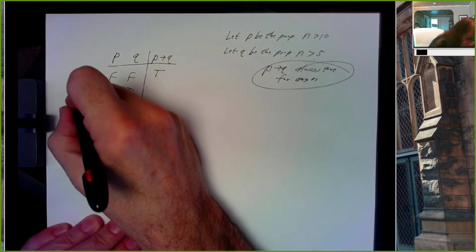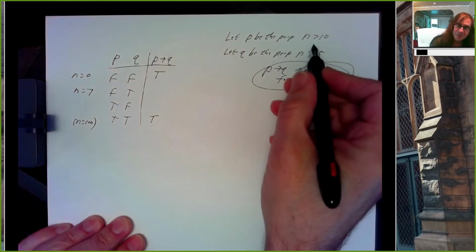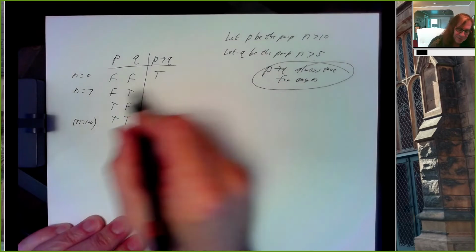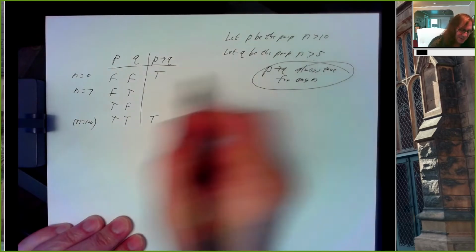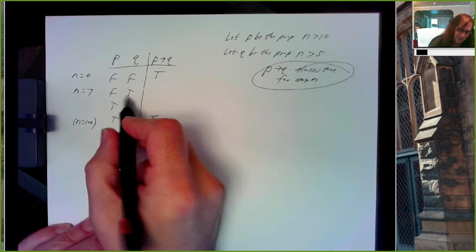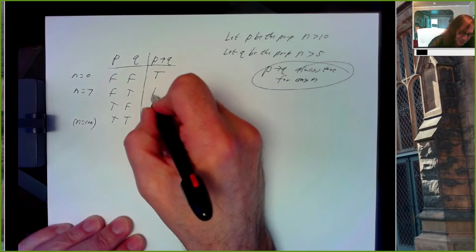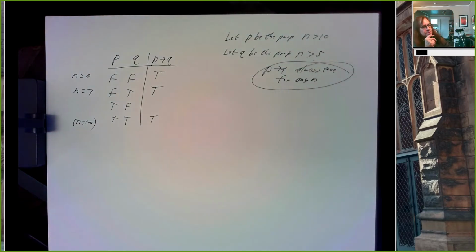Let's try n equals 7. Is n bigger than 10? No, so P is false. Is n bigger than 5? Yes, so Q is true. And we know that for any n, including n equals 7, if P then Q should be true. So we've got three rows of our truth table filled out.